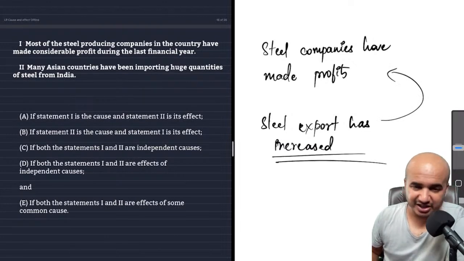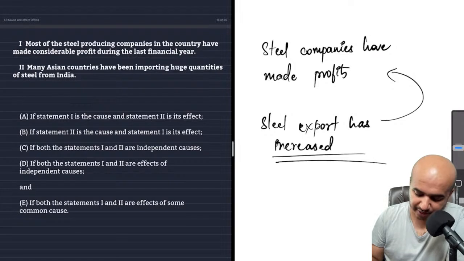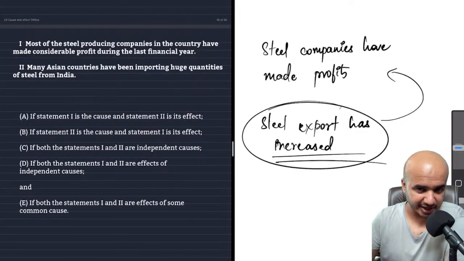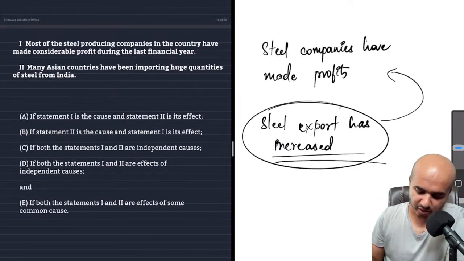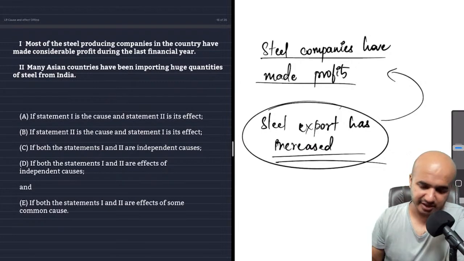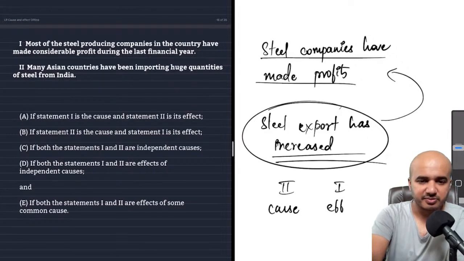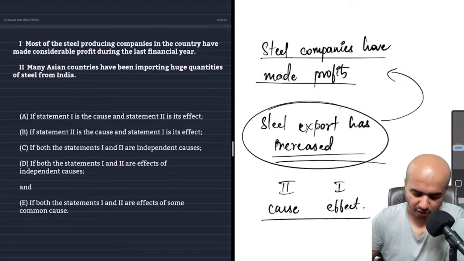So do you see a relationship between the two? Of course, yes, because there is an increase in the export of steel from India. You can say that the steel companies in India have made profits in the last financial year. So statement 2 is in fact the cause and statement 1 is its effect. So we can easily explain this. Next, moving on.